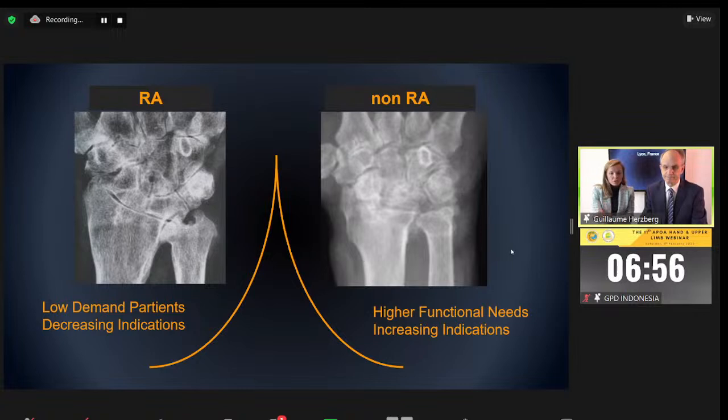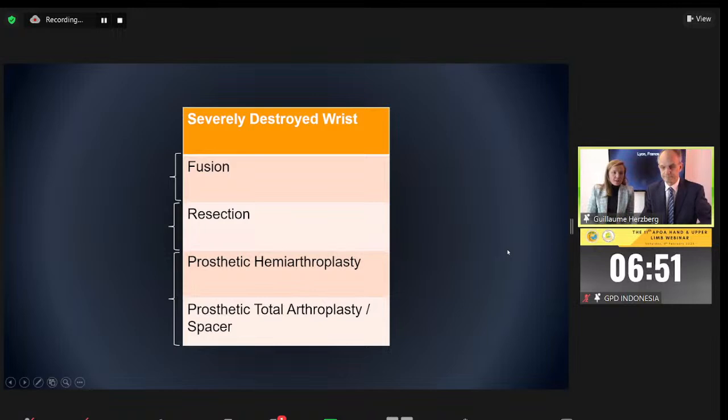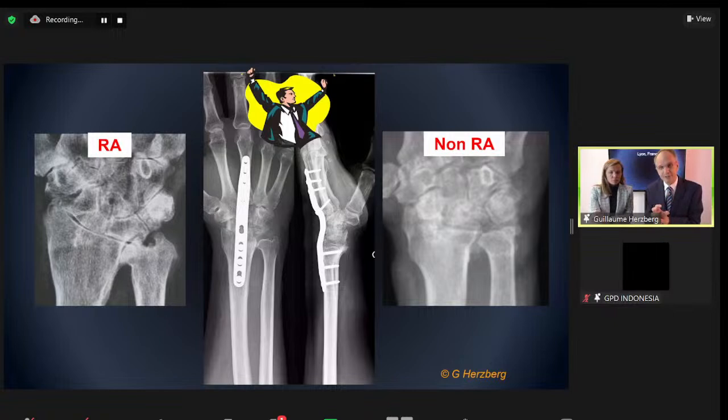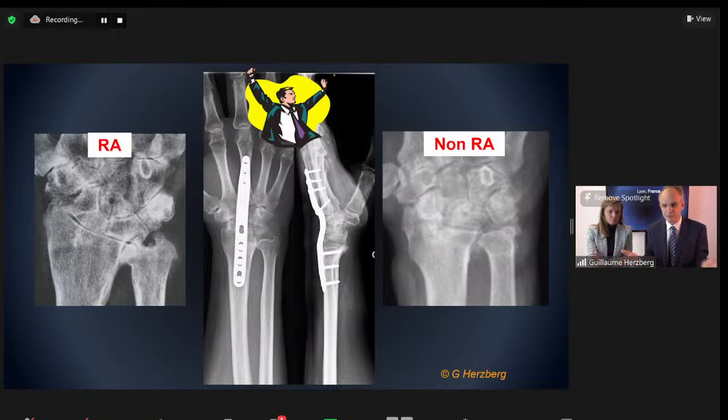We know that for a severely destroyed wrist, there are several surgical options. And of course, here we will speak about prosthetic total arthroplasty or spacer. And it's a difficult talk, a difficult challenge, because there is a winner, and the winner is the fusion, because many, many, many surgeons think that it's good to have a fusion, and it's a stable wrist, and that there is nothing else than a fusion when there is a total wrist destruction.